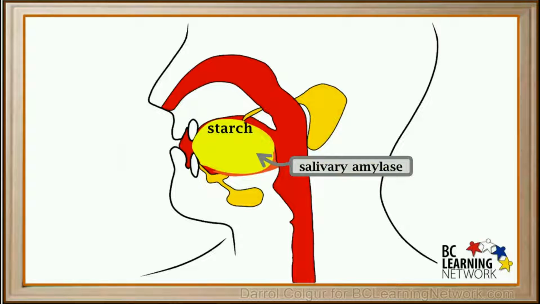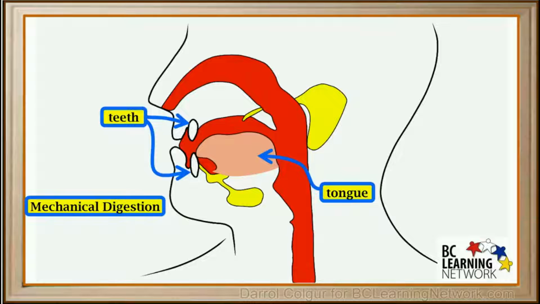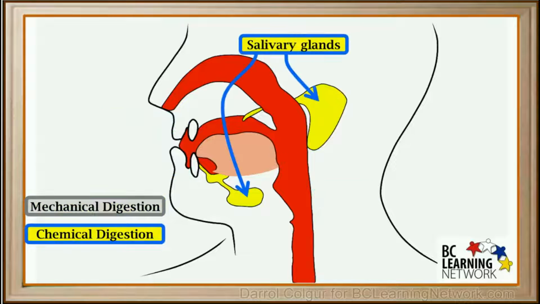Many of our foods contain starch, which is a carbohydrate made up of large molecules. Salivary amylase breaks starch molecules down into smaller molecules called simple sugars. Breaking down large molecules into smaller ones is a chemical reaction, so this is called chemical digestion. In summary, the mouth carries out mechanical digestion, or breaking up food particles with movement of the teeth and the tongue, as well as chemical digestion with the help of salivary amylase from the salivary glands.